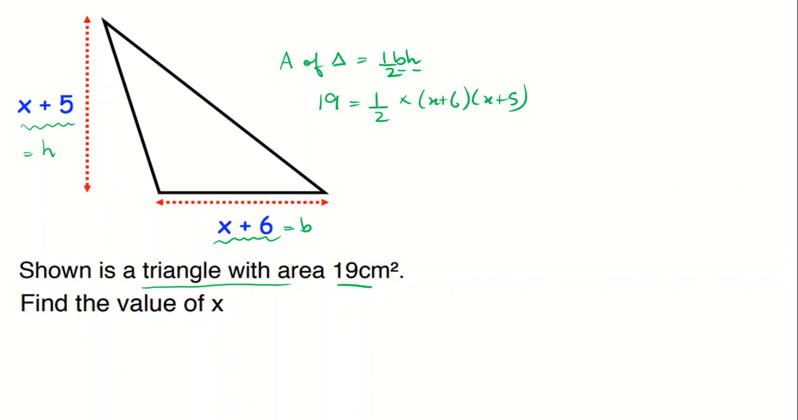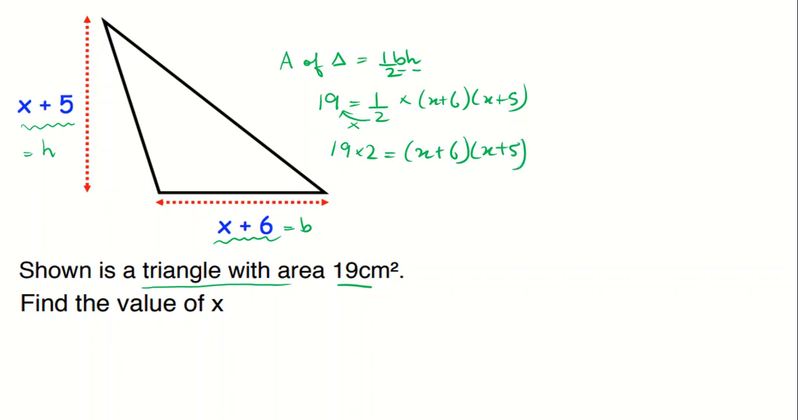Now first of all, I cannot keep on carrying this half with the entire equation and then keep solving using the half. I first of all need to get rid of the half. So I'm going to take 2 to the other side. Now 2 is in division here, goes to the other side, turns into multiplication. So I have 19 times 2 equals x plus 6 and x plus 5.